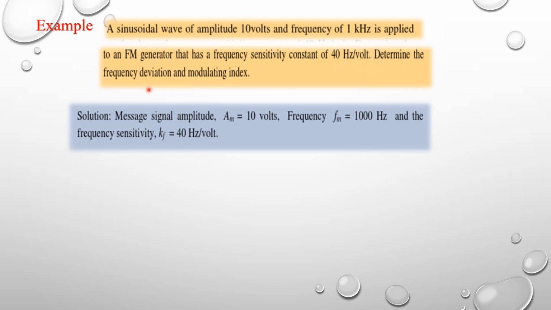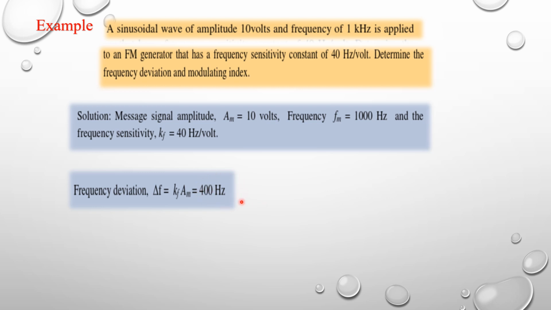So we have to find the frequency deviation. We know that the frequency deviation delta F is equal to Kf into Am. Kf is the sensitivity factor and Am is the message signal amplitude. Here Kf is equal to 40 Hz per volt and Am is equal to 10 volt. Substituting the values of Am and Kf into the equation, after simplification we get the frequency deviation, or change of frequency, equal to 400 Hz.